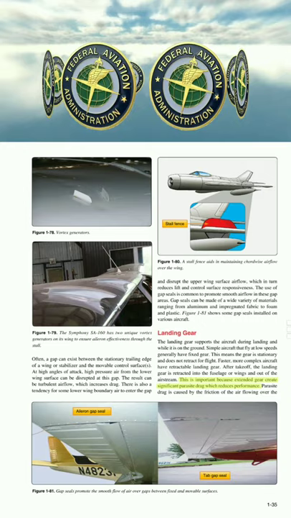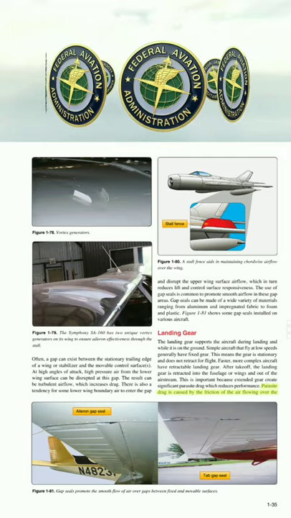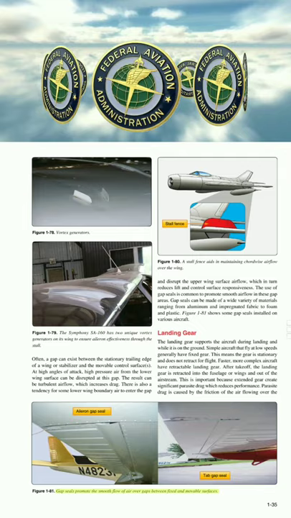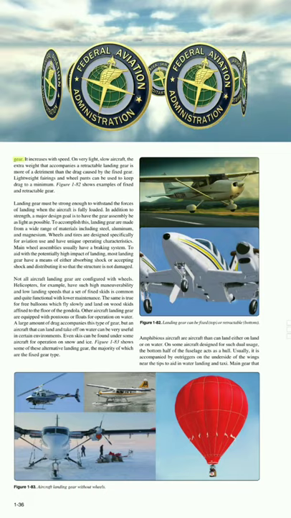Parasite drag is caused by the friction of the air flowing over the aircraft's surfaces. It increases with speed. Figure 181. Aileron gap seal. Tab gap seal. Gap seals promote the smooth flow of air over gaps between fixed and movable surfaces.